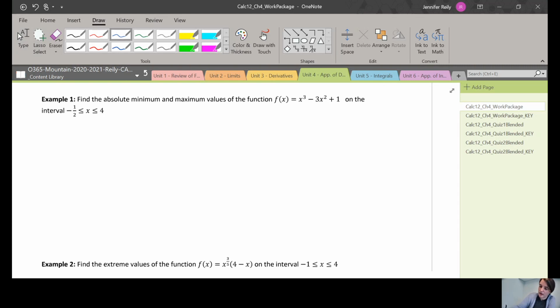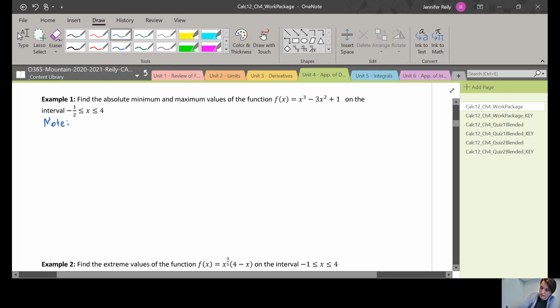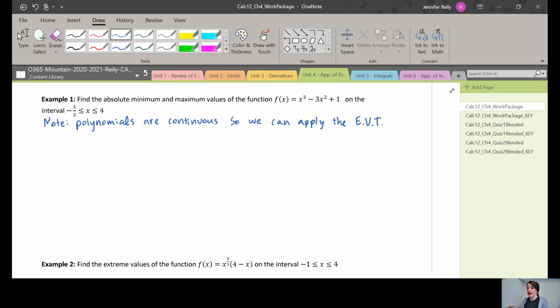So I'm going to first write note, polynomials are continuous, so we can apply the extreme value theorem, EVT for short. Okay, so first thing we're going to do is look for our critical points. So those occur where the derivative is 0, the endpoints, and where the derivative is undefined. So let's find the derivative first.